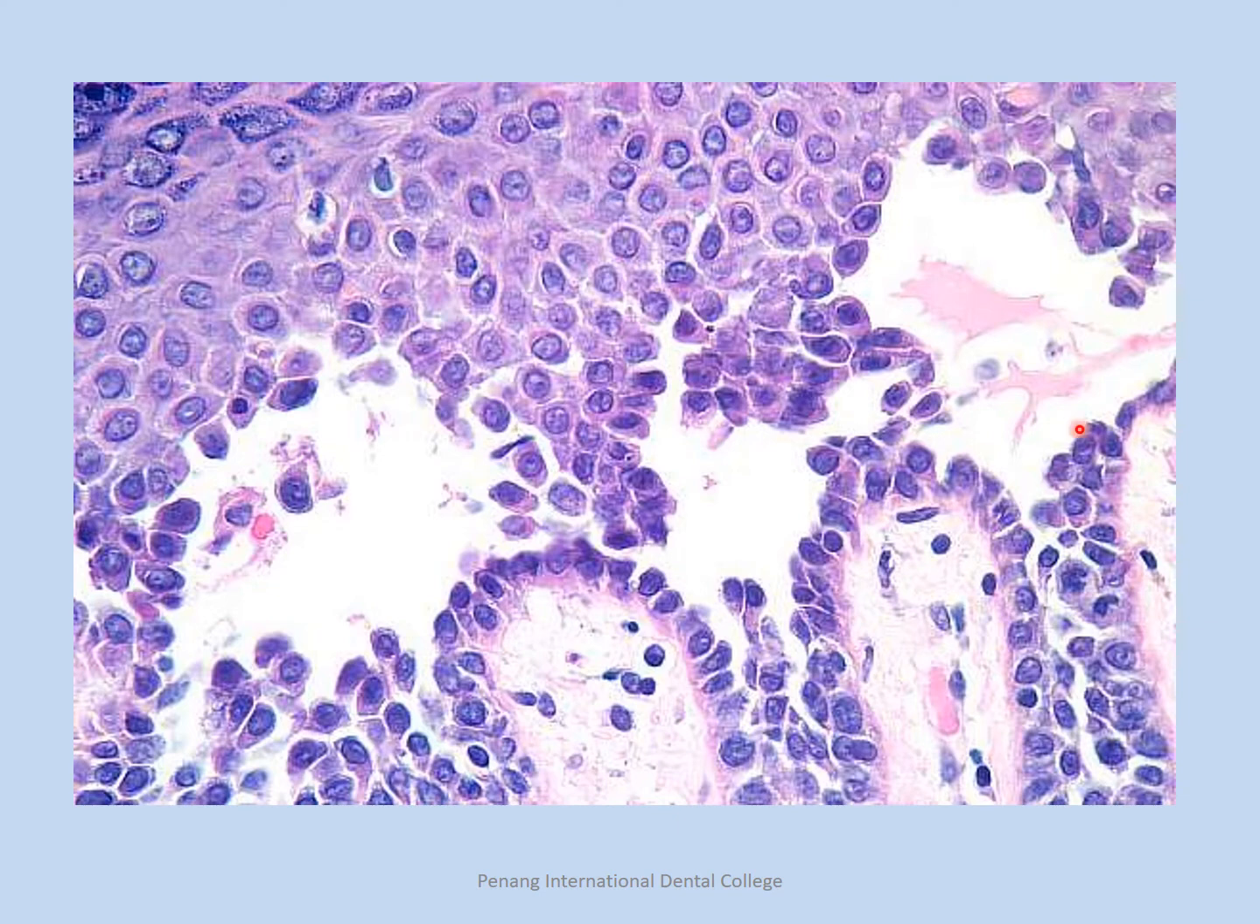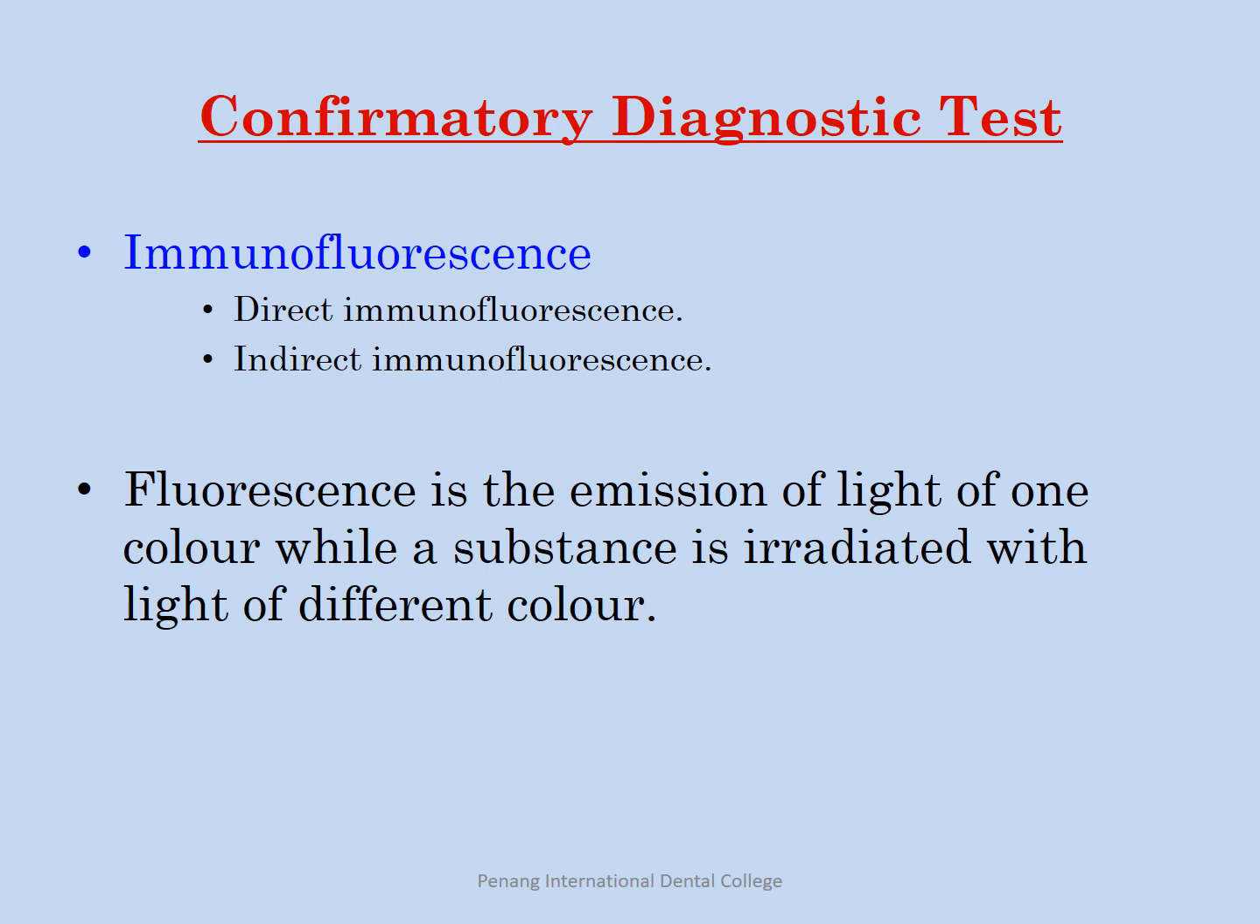Right, this is the high view of histopathology of pemphigus. These are the basal cells. This is the suprabasal split. These floating cells that we see here around in the split are the Tzanck cells or degenerating epithelial cells. The confirmatory diagnostic test for pemphigus is immunofluorescence.